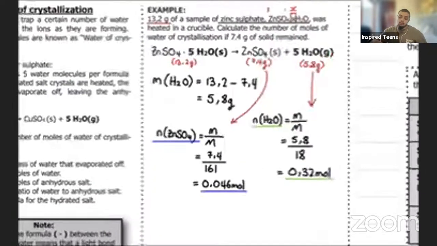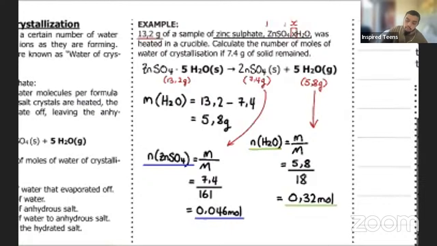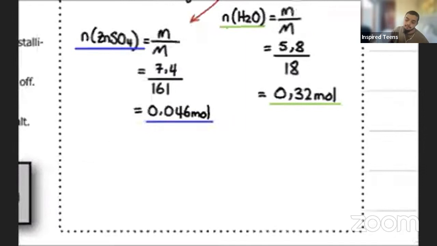So that's ultimately what we want to calculate in order to get the moles of the water of crystallization. We want to convert the water and the ZnSO4 into moles. How do we do that? We have the mass of ZnSO4 because they tell us that 7.4 grams of solid remained afterwards. Now we subtracted that from 13.2 to get the mass of H2O that was evaporated, and converted them both to moles using their mass and their molar masses. We get them as a ratio.